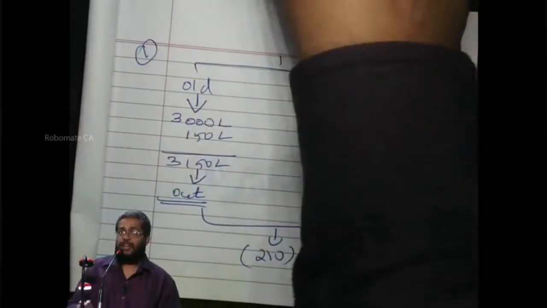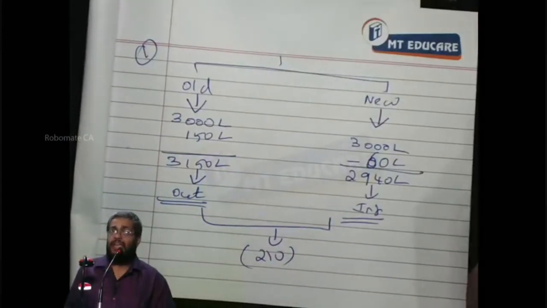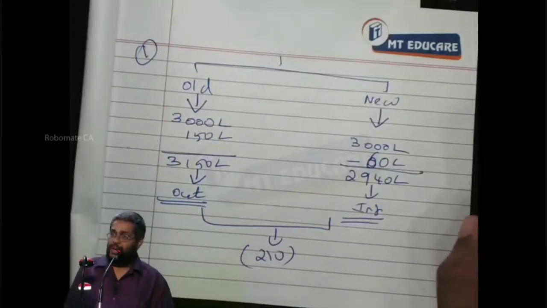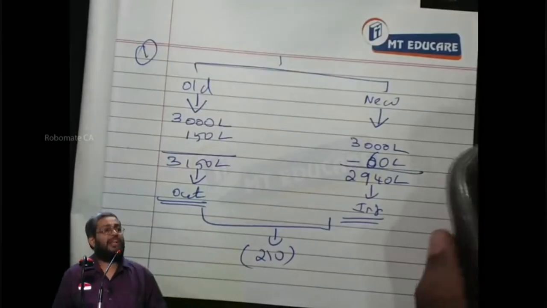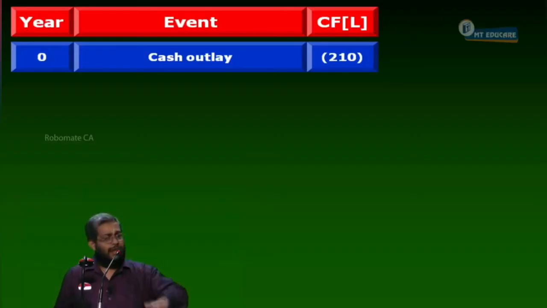Now, let's put it here. Cash outlay in year 0 is how much? 210 lakhs. First issue, are you following or not? Now, the remaining years are going to give me what? Inflows, like capital budgeting only. Year 0 is an outflow. The remaining years are inflow.